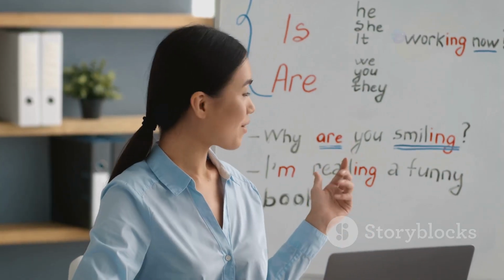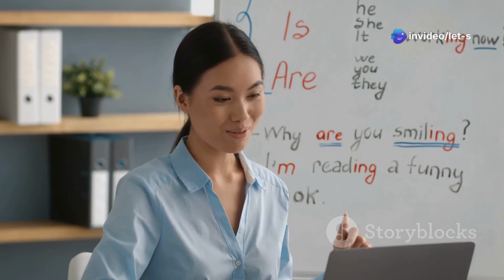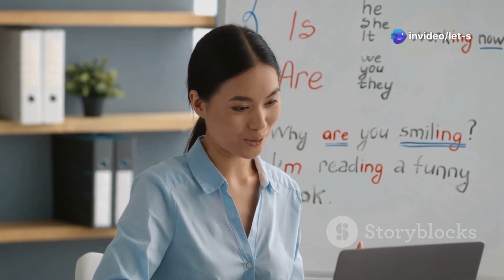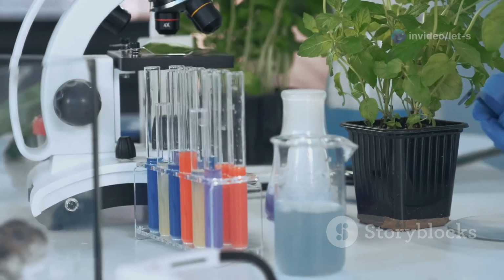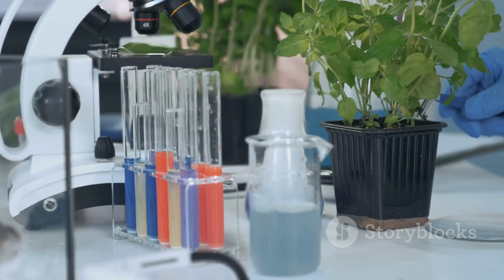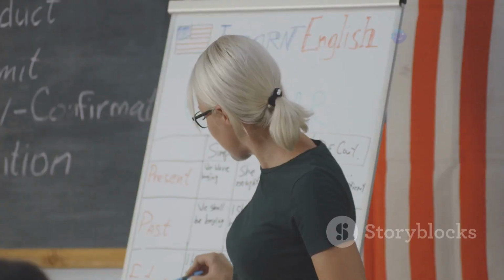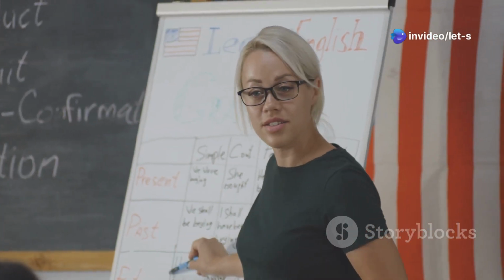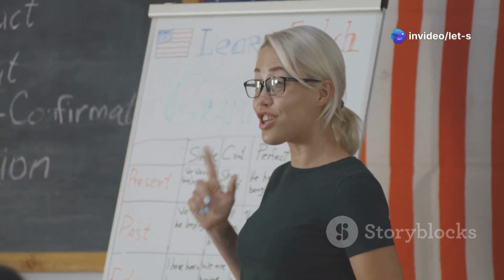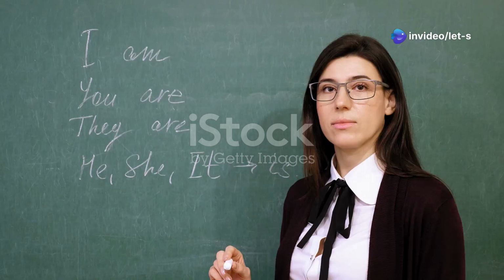In these examples, the first part, the if clause, states a condition, and the second part, the main clause, states the result. The zero conditional is often used to describe scientific laws, natural phenomena, or everyday truths. By using the zero conditional, you can confidently state facts and general principles in a clear and concise manner.